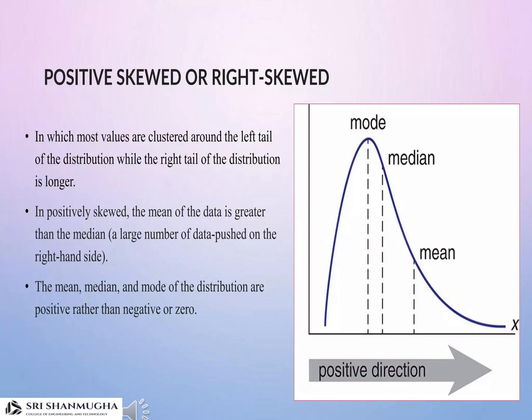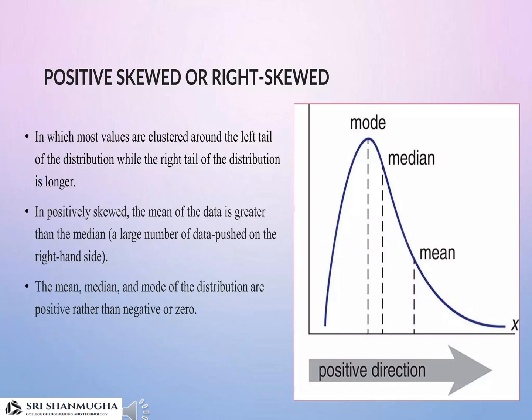The direction of skewness refers to where the tail extends, not where the bulk of data is located. This is a common point of confusion. So remember, skewness is named after the tail direction.